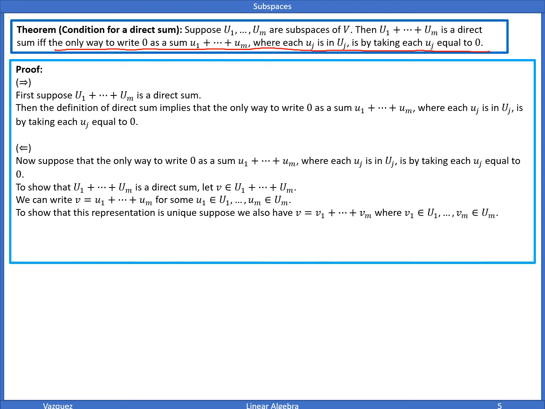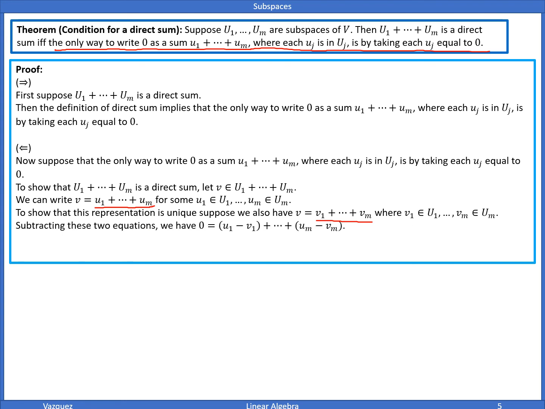Well, to show that the representation is unique, suppose we also have v equal to v1 plus all the way to vm. So here we have v's, over here we have u's. That's the difference. And we're supposing that these are the two different ways to write v.